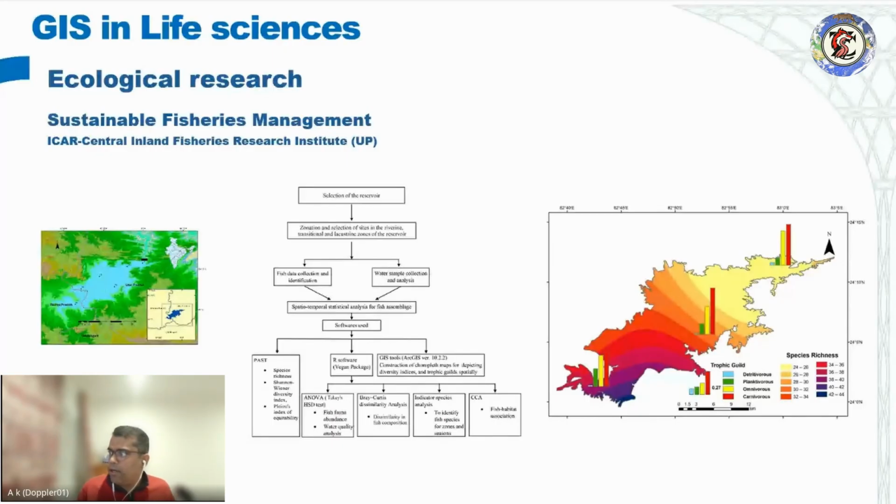This one is from the Council of Agricultural Research and Inland Fishery Institute. I think it's from UP, somewhere in UP. So again, this is a fishery management approach. Instead of just doing ground sampling and other things, they also use a lot of other processes. As you can see, for the actual species count, they did random sampling across this particular reservoir zone, and then marked the location where they did the sampling.